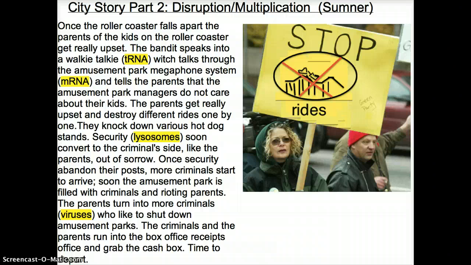Once the roller coaster falls apart, the bandit speaks into a walkie-talkie, which sends a signal to the box office where it goes through the amusement park megaphone system. It tells all the parents that the amusement park does not actually care about their kids. The parents start to riot and they knock down everything. The security soon sides with them, converts to the criminal side, like the parents did, because they feel sorry for all the parents who lost their kids.